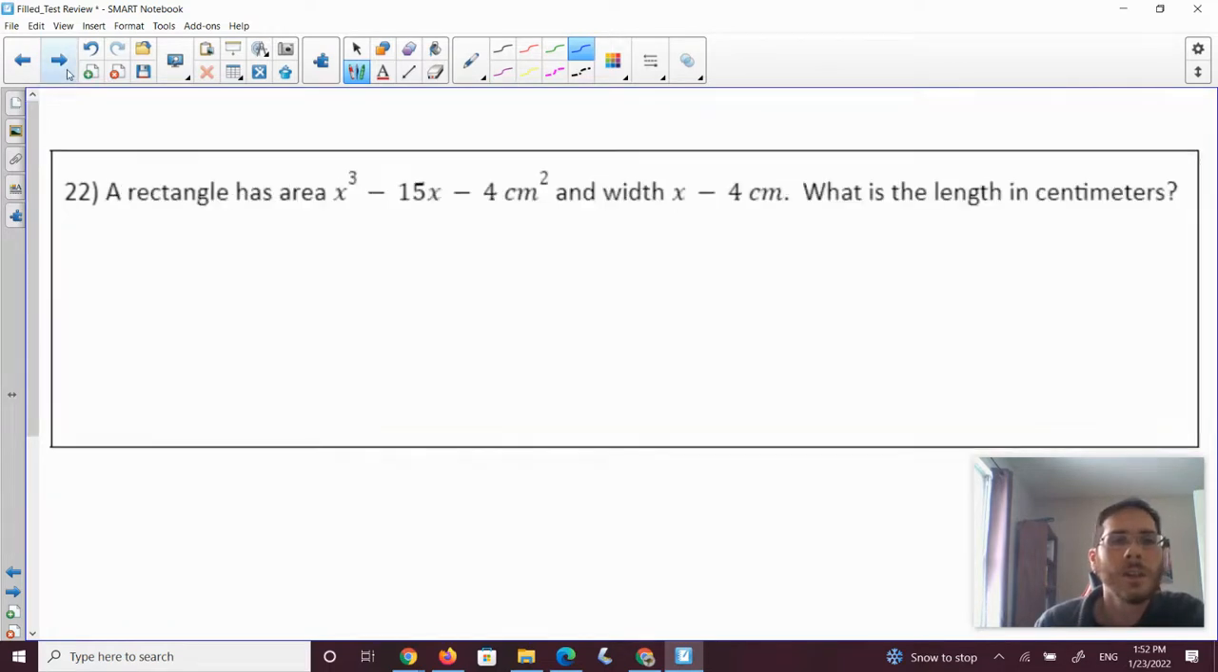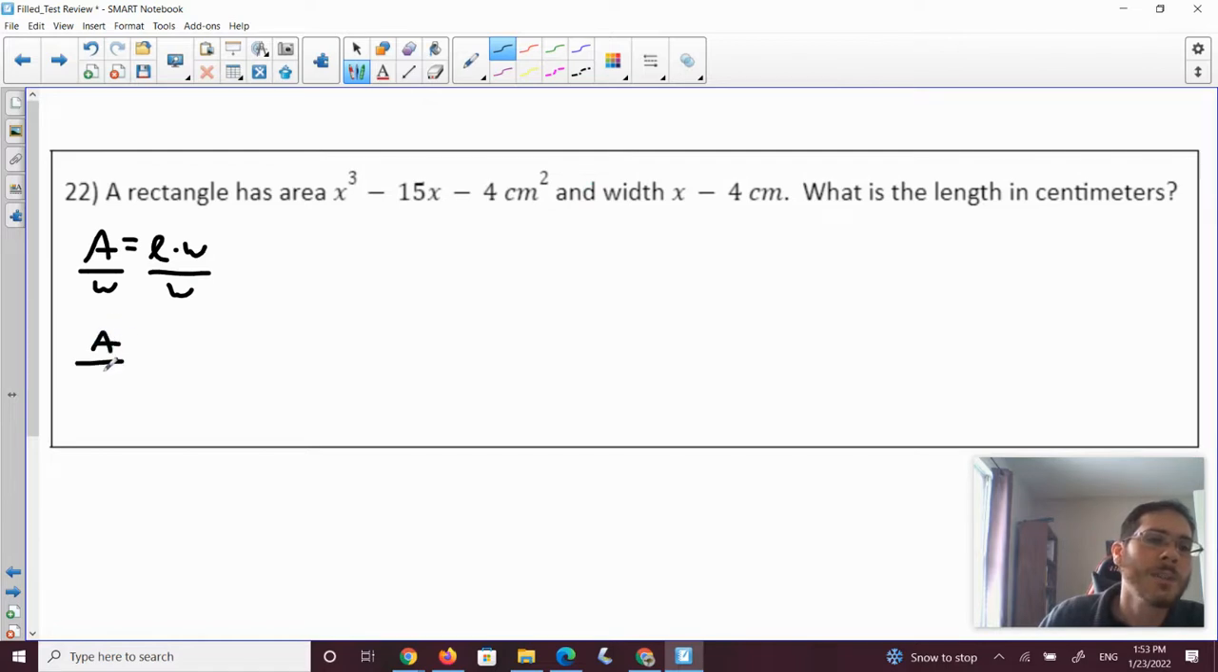All right, last question to do is 22. 22 is a little bit strange because it is a review one from the last unit. A rectangle has an area of this expression and a width of this expression, and what's the length in centimeters. If we remember that area is length times width, and we're given the area and the width, if I divide both sides by the width, A divided by W equals L. So what we have to do is divide x cubed minus 15x minus 4 by x minus 4.